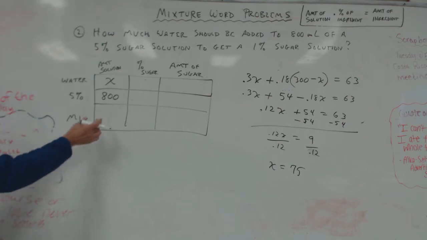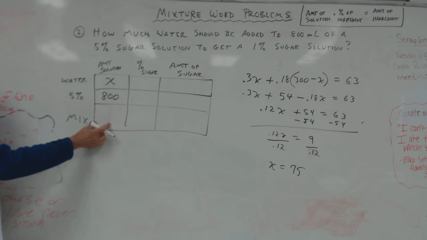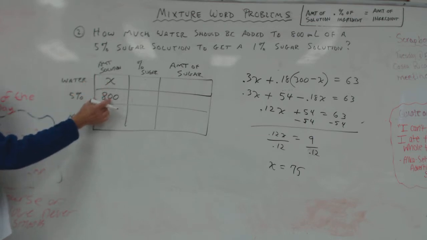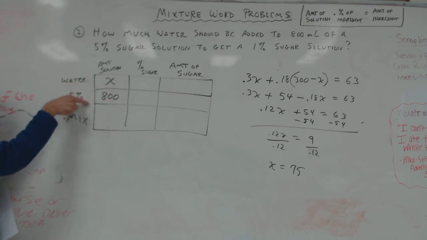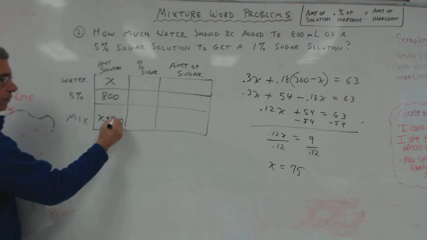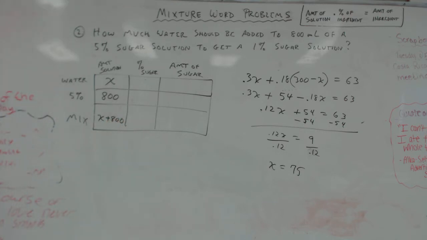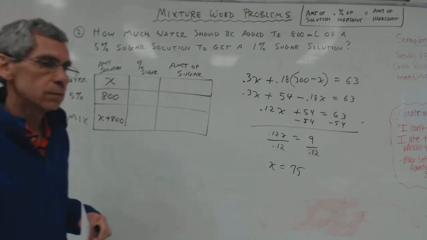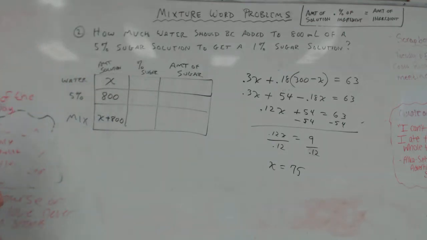Okay? And then what would my mix be? Wouldn't it be this plus this in this case? Wouldn't I be adding these two together? Right? So it's just x plus 800. Does that make sense? Okay? And then now I can do my percent.